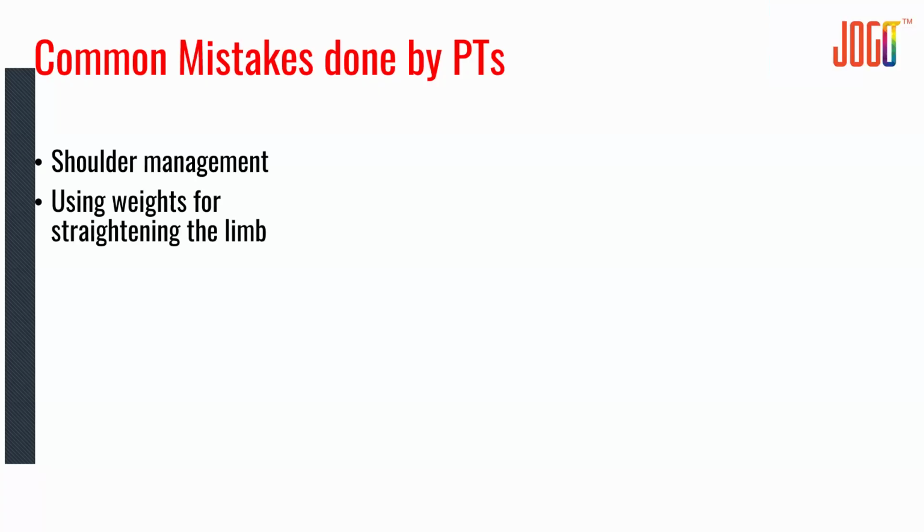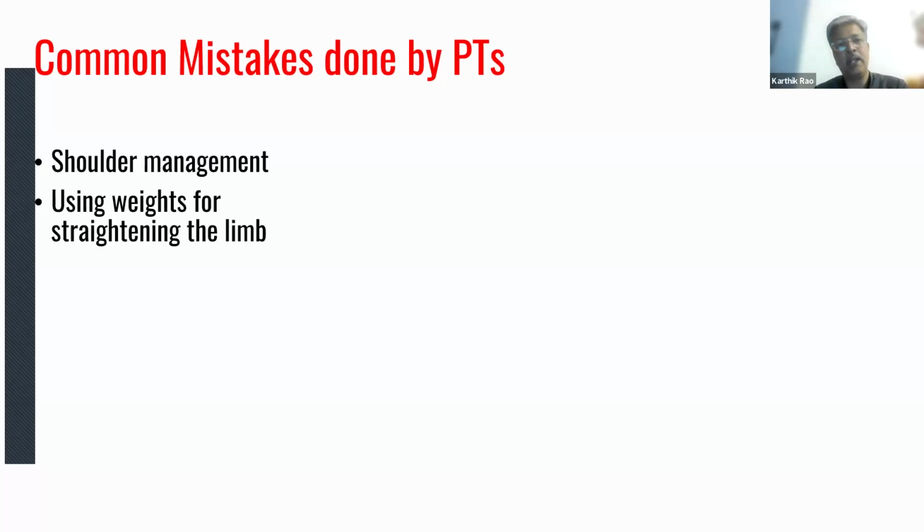Similarly, looking at using weights for straightening the limb. Too many times I've seen that the therapist, with all good intentions, uses weights to straighten a limb. So let me say something. For example, if my biceps is spastic, and I use a 3 kg weight and place it on the limb, and then I can see that the patient is able to keep the limb straighter. Is that a good strategy?